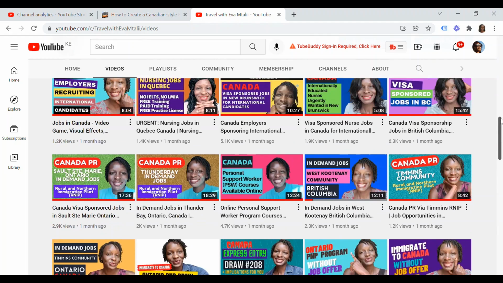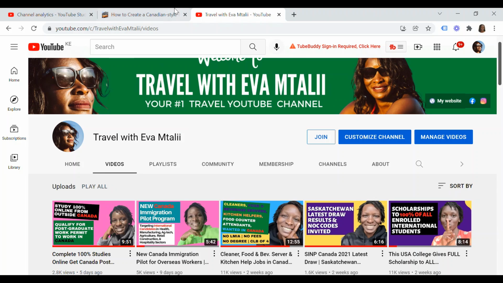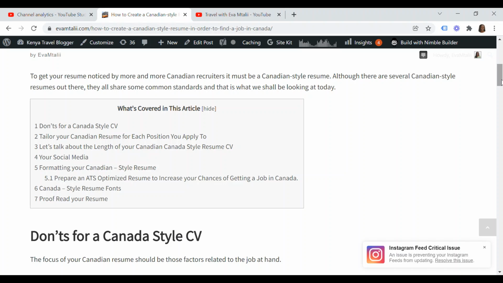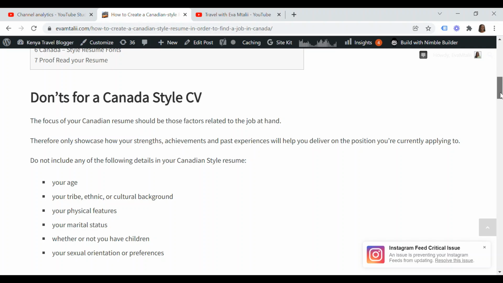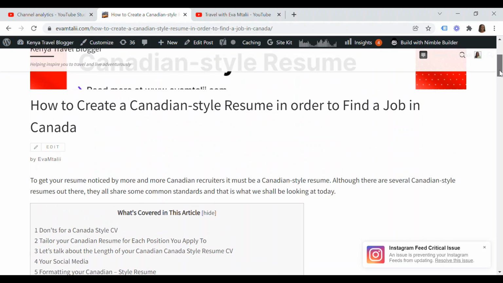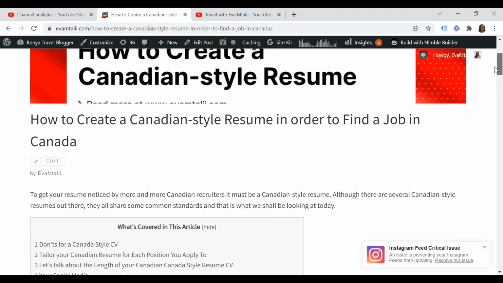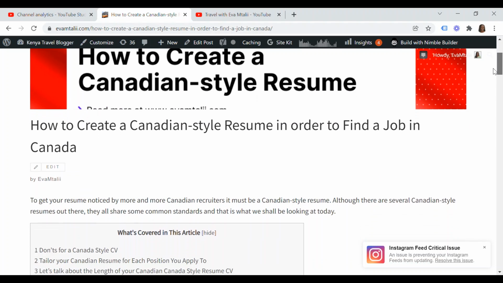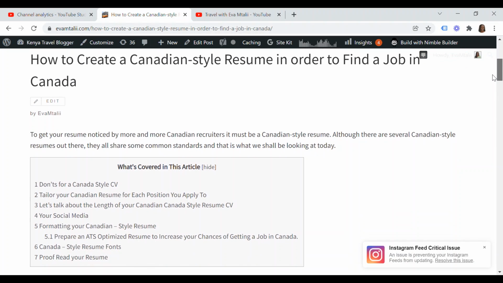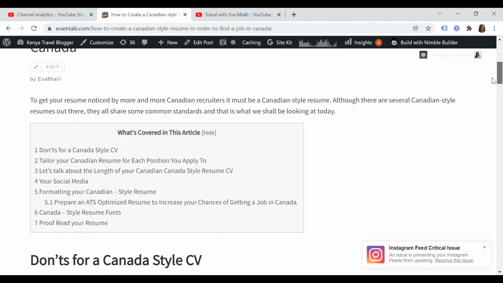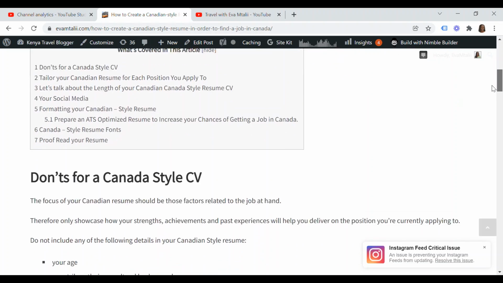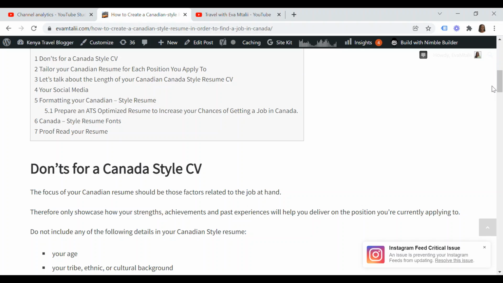So without much further ado, let's dive in and look at how you can create a Canadian style resume. So we are going to start by looking at the don'ts, yeah? So we all know that to get your resume noticed by more and more Canadian recruiters, it must meet the Canadian style resume. And although there are several Canadian style resumes out there, they also share some common standard, and that is what we shall be looking at today.